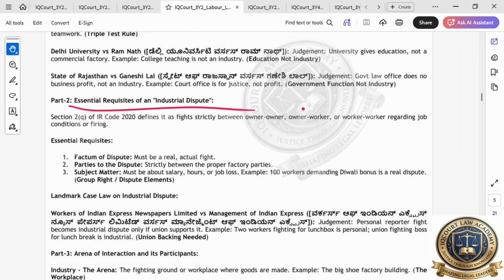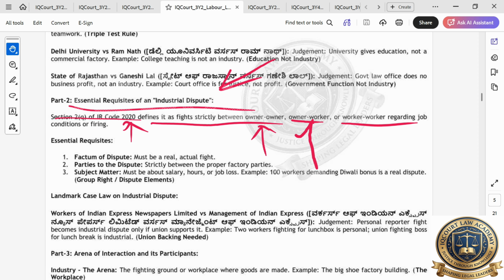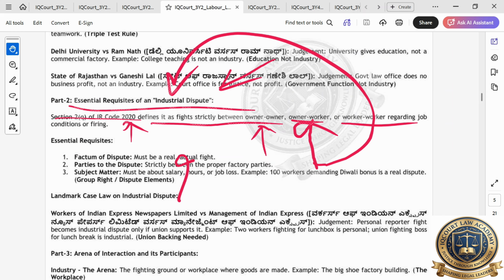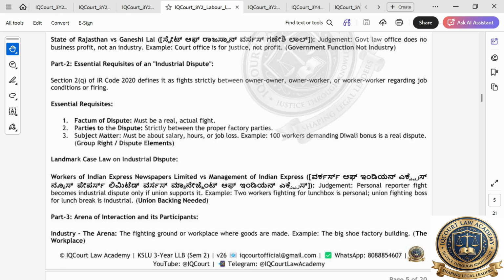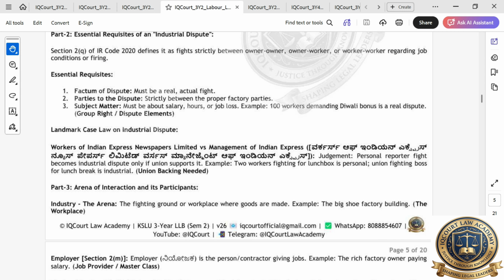Then part 2, essential requisites for industrial dispute. Section number 2Q, IR Code 2020 defines it strictly between owner and worker, worker and worker. If there is any dispute, it will be defined as an industrial dispute under Section 2(q), as per the new syllabus 2026. Essential requisite: the factum of dispute must be real, an actual fight should be there.